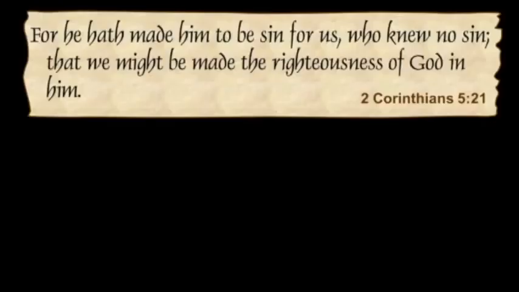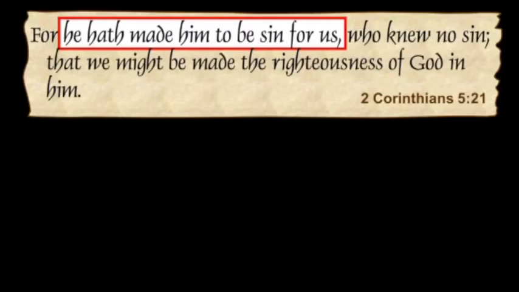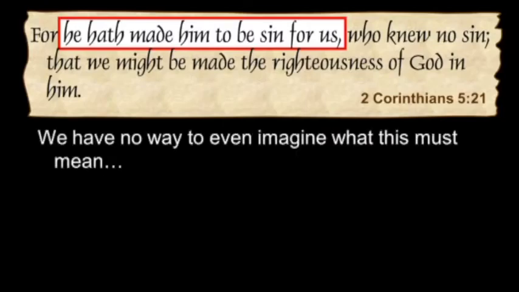That all we like sheep have gone astray. We have turned everyone. The Lord has laid on him the iniquity of us all. Again, all the way through this passage, there's this declaration of substitutionary death. For he hath made him to be sin for us who knew no sin, that we might be made the righteousness of God in him. That he hath made sin for us. And I don't think you and I can imagine what that must mean.